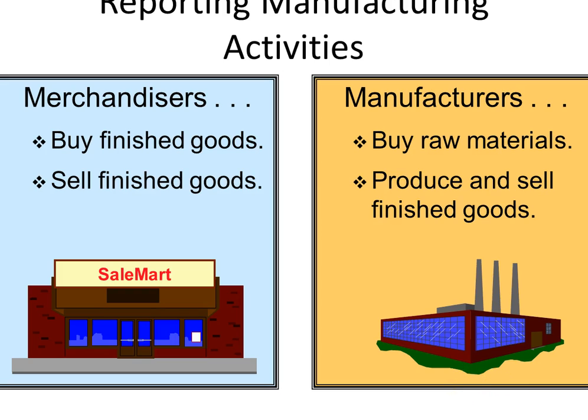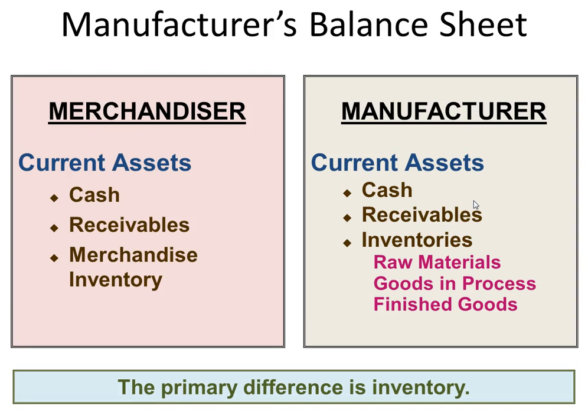Okay, merchandisers and manufacturers. Merchandisers buy finished goods and sell finished goods. Manufacturers buy raw materials. They then have a process of conversion into finished goods. So a manufacturer's balance sheet is going to be a little bit more detailed than a merchandiser's. A merchandiser simply buys inventory for resale, whereas a manufacturer is buying raw materials. They then start converting those raw materials into a finished good. So there's some process going on on the factory floor.